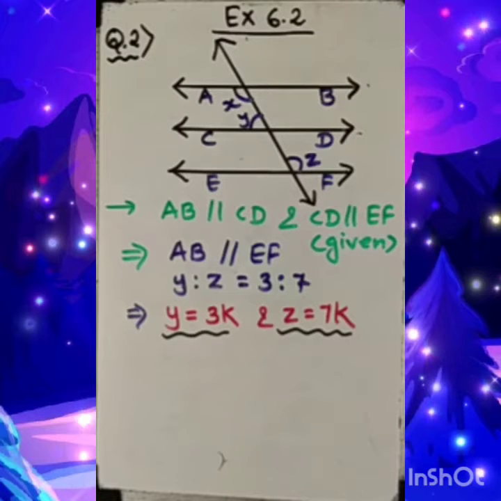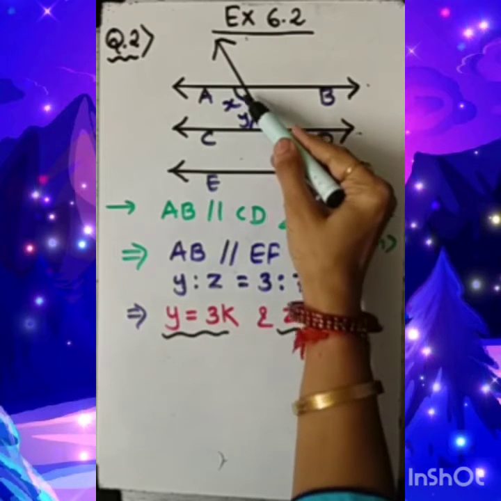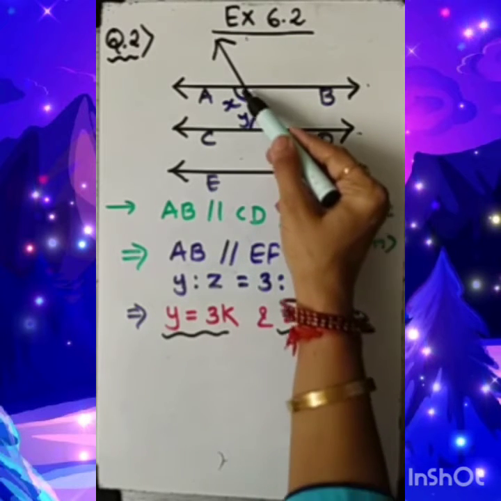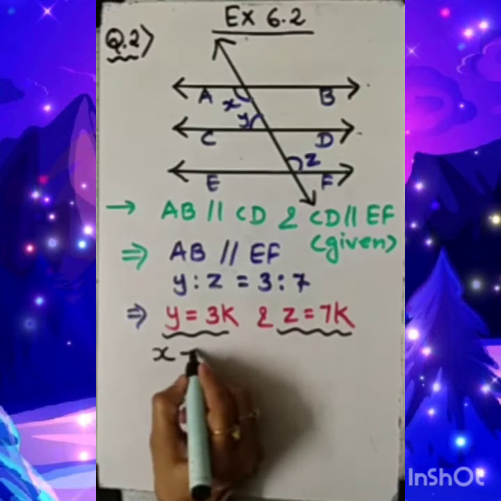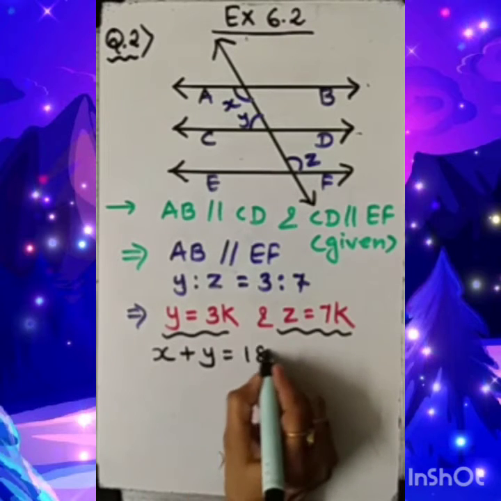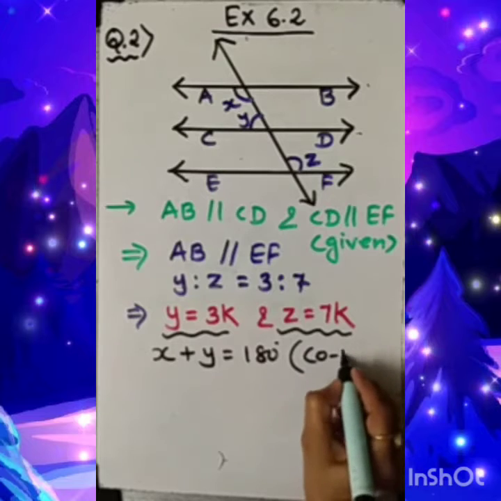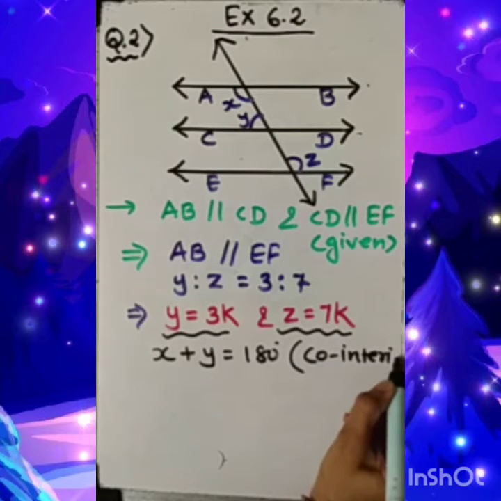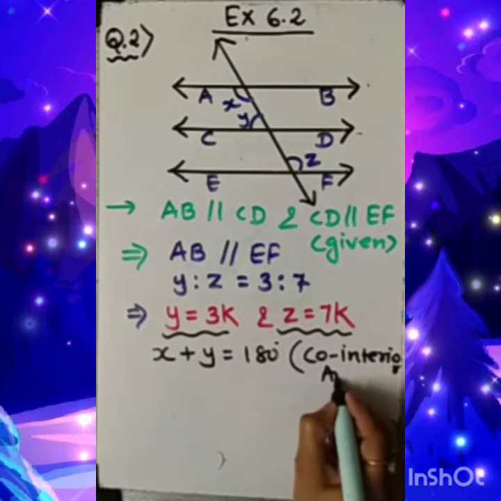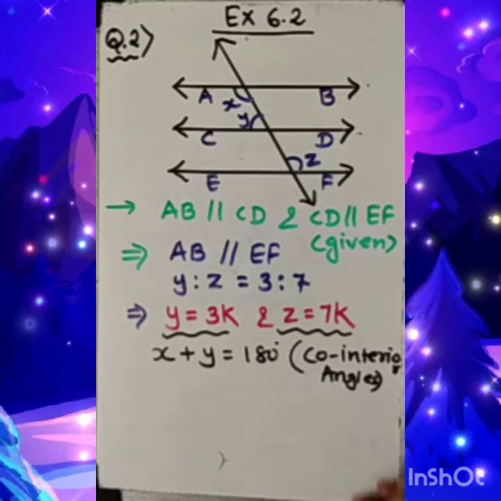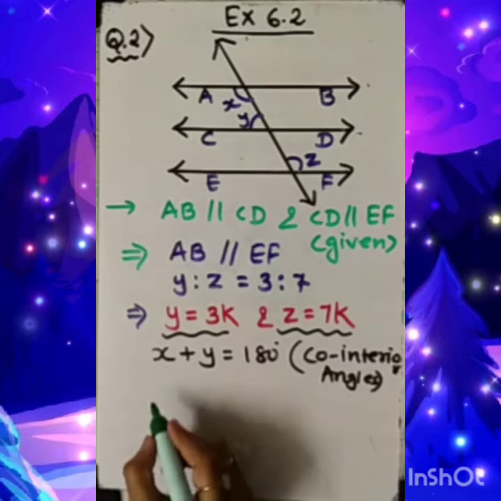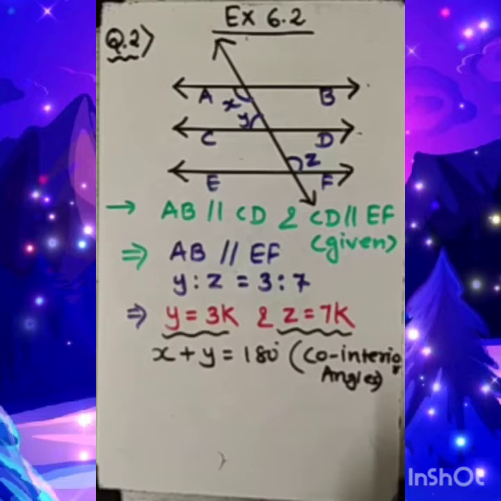But we do not know the relationship between y and z. But we know the relationship between x and y, which type of angle they are. So we can say x plus y equal to 180 degrees. Reason behind that, they are co-interior angles. Correct. Co-interior angles. And remember, dear student, the sum of co-interior angles must be 180 degrees always. They are supplementary.